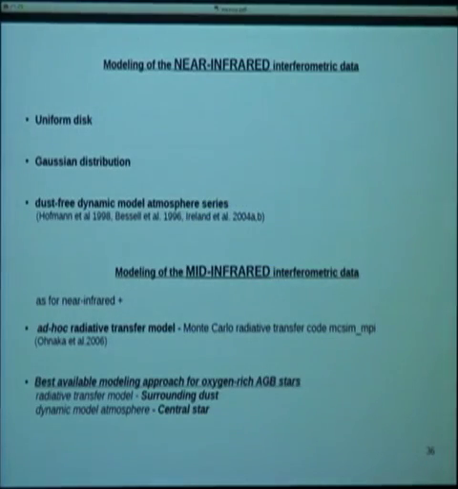For describing the inner part of the star, we used dust-free dynamic model atmospheres, which are basically describing the dust-free stellar atmosphere, the continuum-forming photosphere and also the overlying molecular layers. For the dust shell, which we combined with this model, we used a Monte Carlo radiative transfer model, and the combination of those 2 models is the best possible approach for modeling oxygen-rich pulsating stars nowadays.